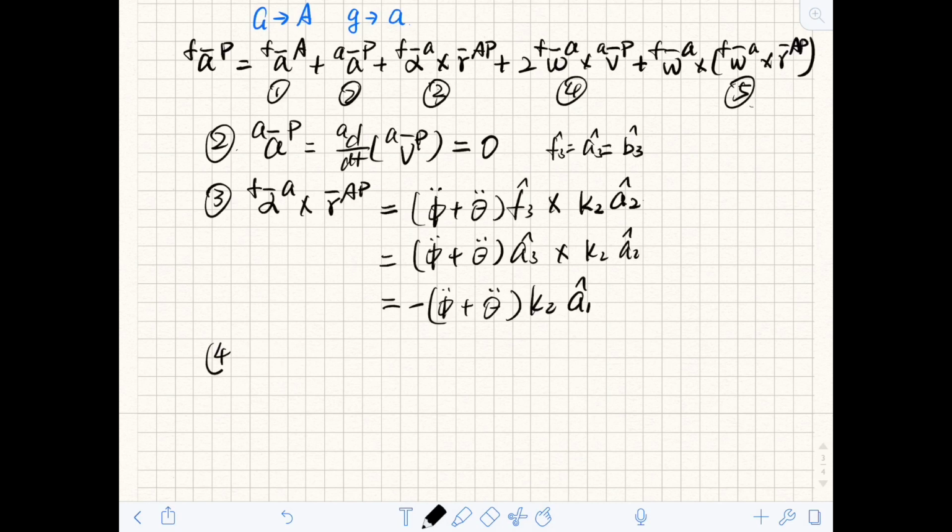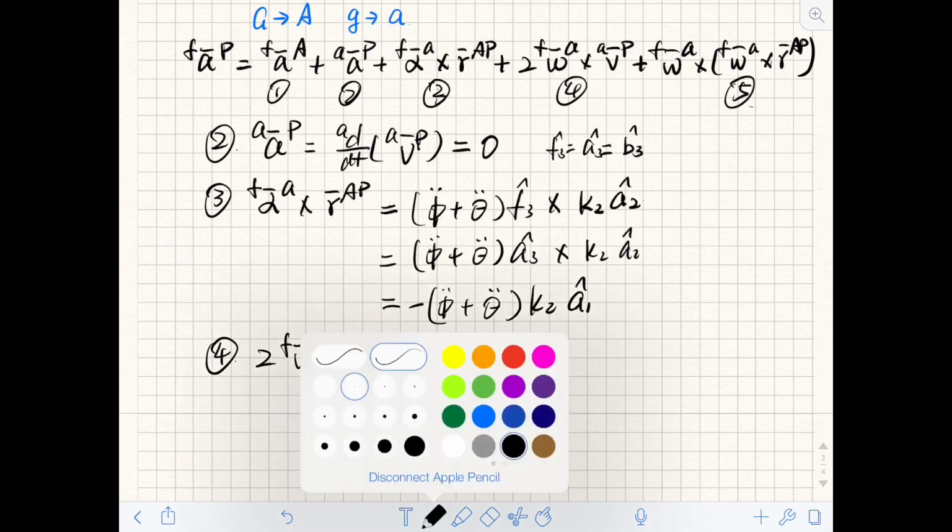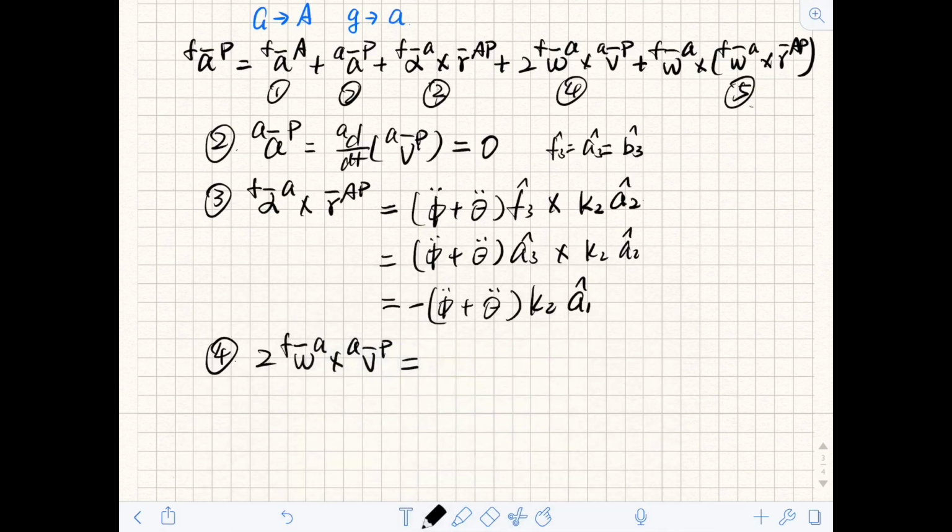Now term 4, 2 times angular velocity of A in F cross the velocity of point P in A. As we found earlier, we know the velocity of point P in A is 0. So we have this term as 0.